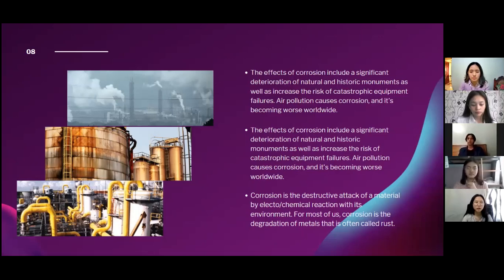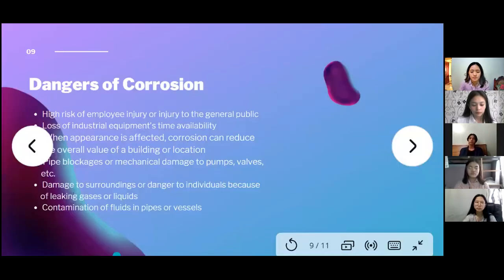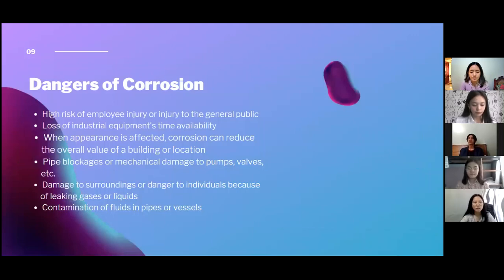Here are some of the high risks of employee injury or injury to the general public. First, loss of industrial equipment's time availability. Second, when appearance is affected, corrosion can reduce the overall value of a building or location. Third, pipe blockage or mechanical damage to pumps, valves, etc. Fourth, damage to surroundings or danger to individuals because of leaking gases or liquids. And last, contamination of fluids in pipes or vessels.